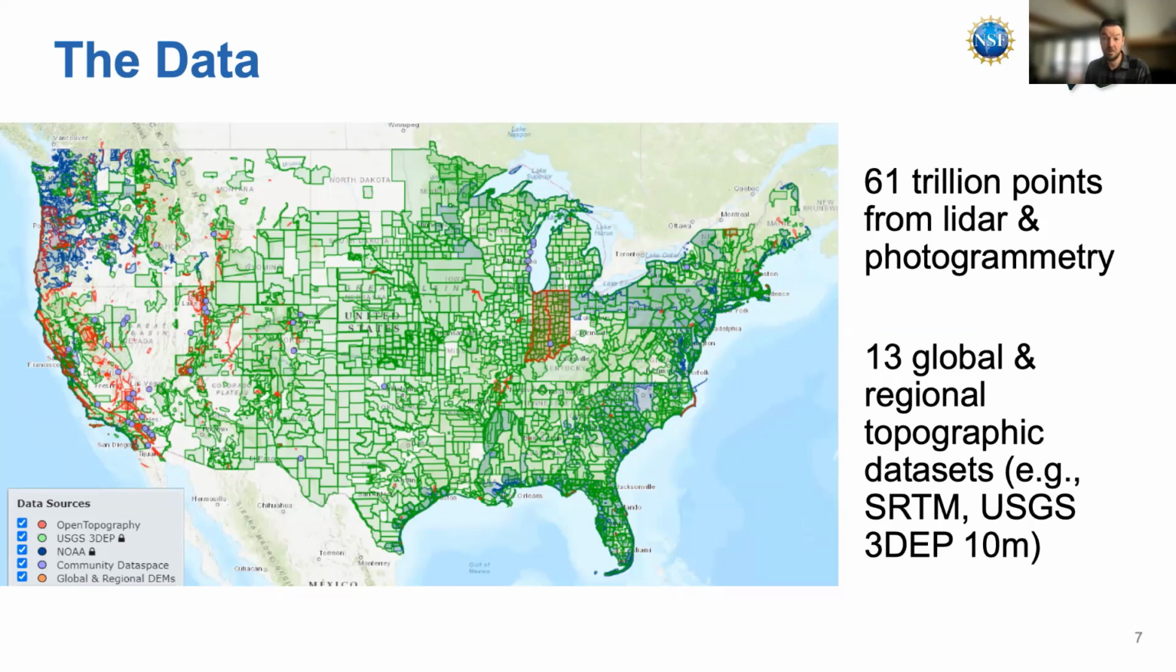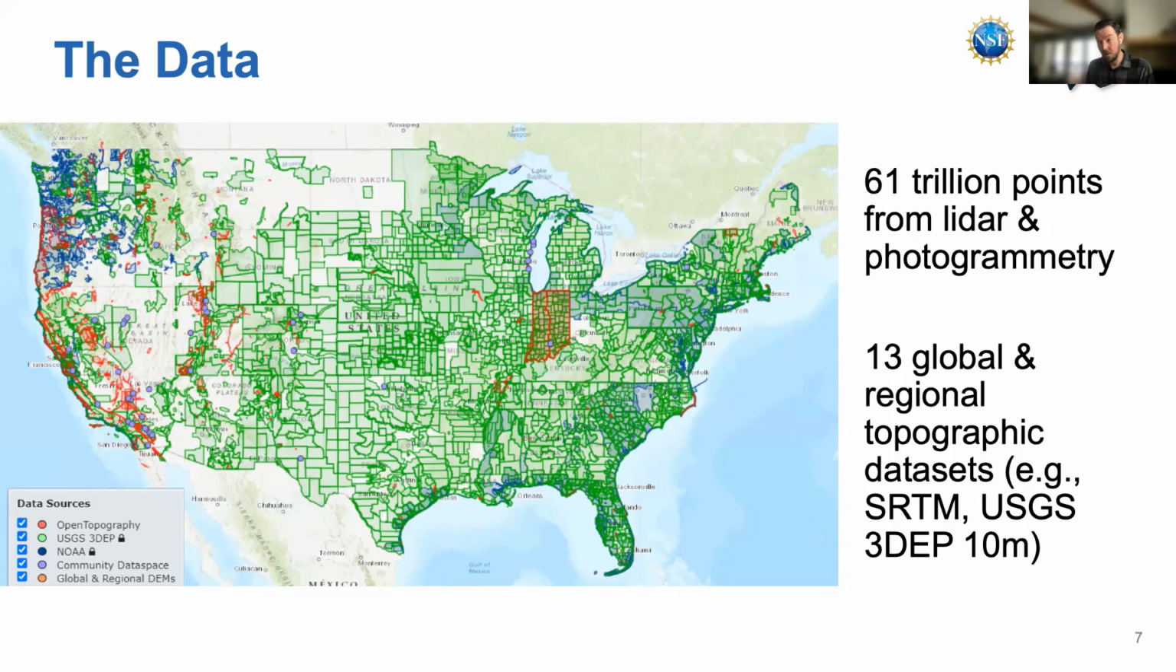We have a thing called the OpenTopography Community Data Space, which is a publication platform primarily oriented towards academic users who are collecting their own data, say with a drone, and want to put those data someplace so they can be citable in a publication or used in a classroom or something like that. And the thing that's not reflected in this map are the global data sets that are available through OpenTopography. I'll talk more about that in a few minutes. There are 61 trillion points inside of OpenTopography. These are primarily LiDAR points, and they're primarily coming from the USGS 3DEP program and the NOAA coastal LiDAR collection.